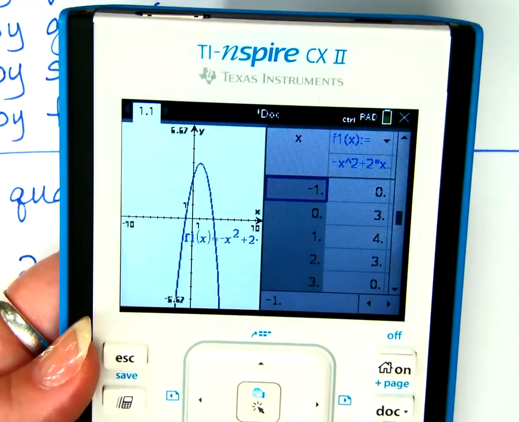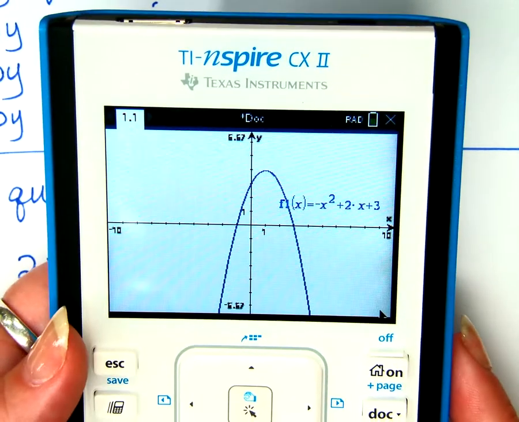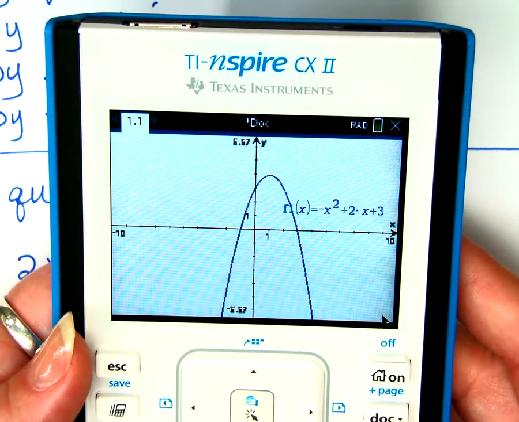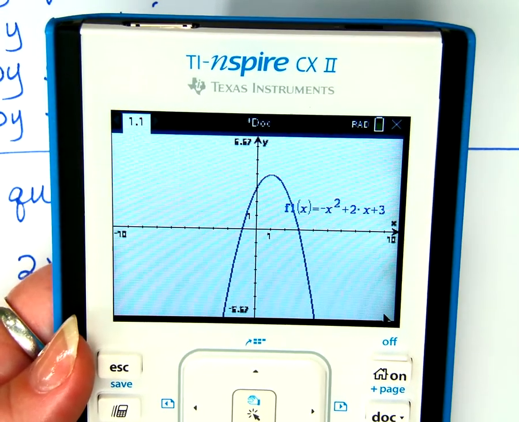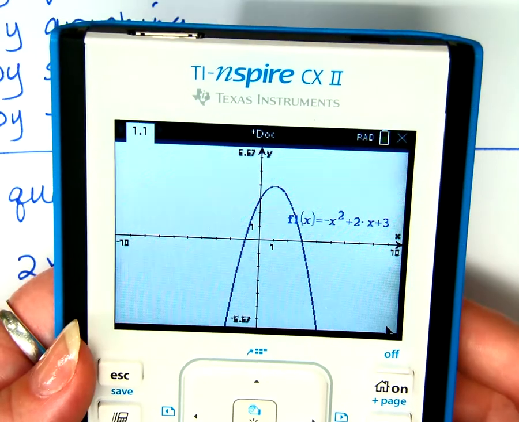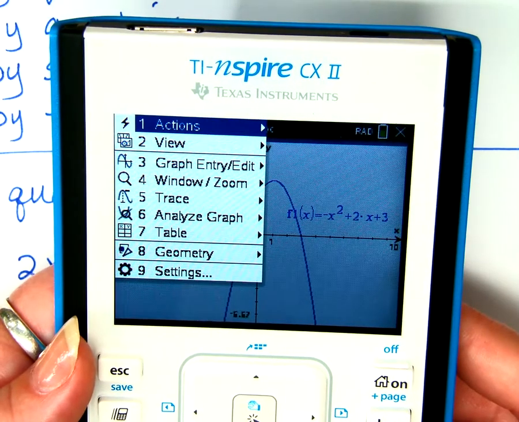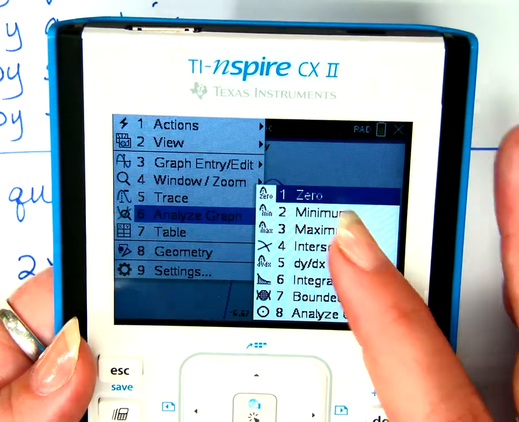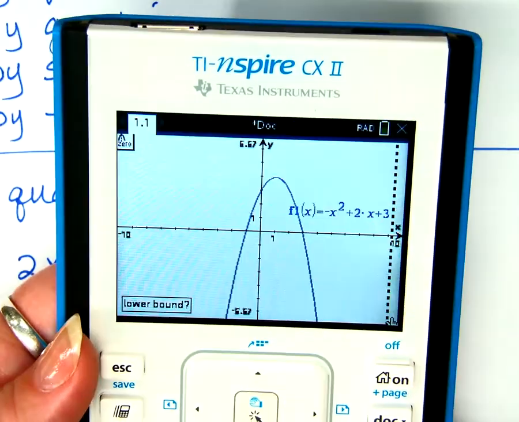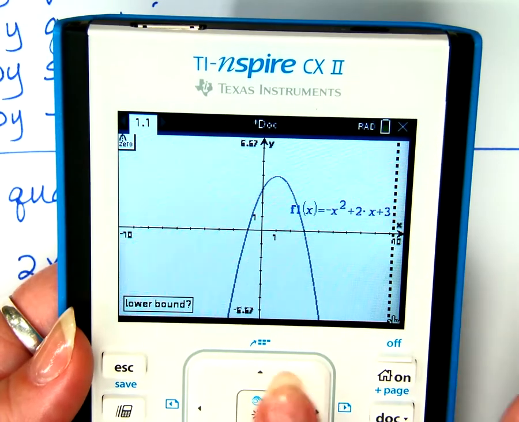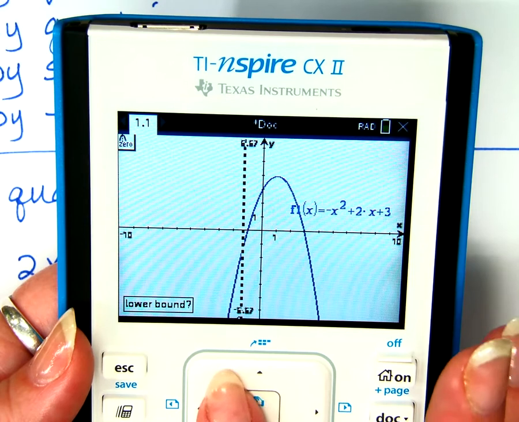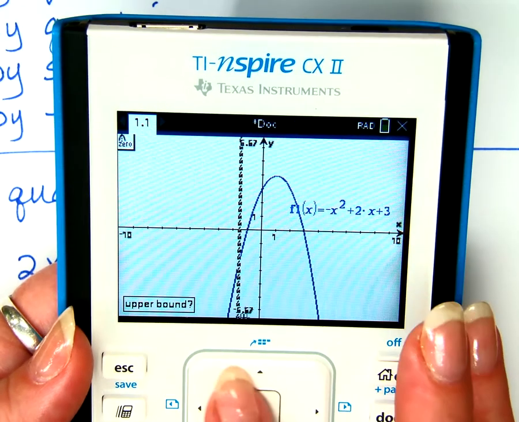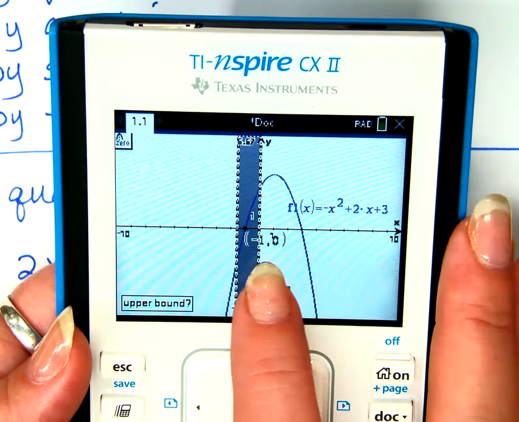Control T. I want the table to go away for a second. Is there another way you can know where it crosses the x-axis? What you got? You could, but we're trying to stay away from that right now. Okay? So menu. What? Oh, analyze. Okay. Oh, look at the very first one. 0, right? So it's saying lower bound. It's saying put this dotted line on the left-hand side of where it crosses. And now it says upper bound. And I scoot it over. Oh my goodness, -1, 0.